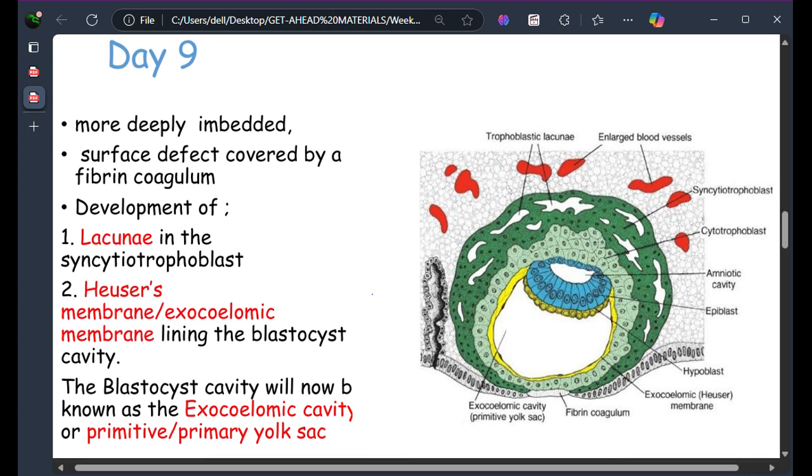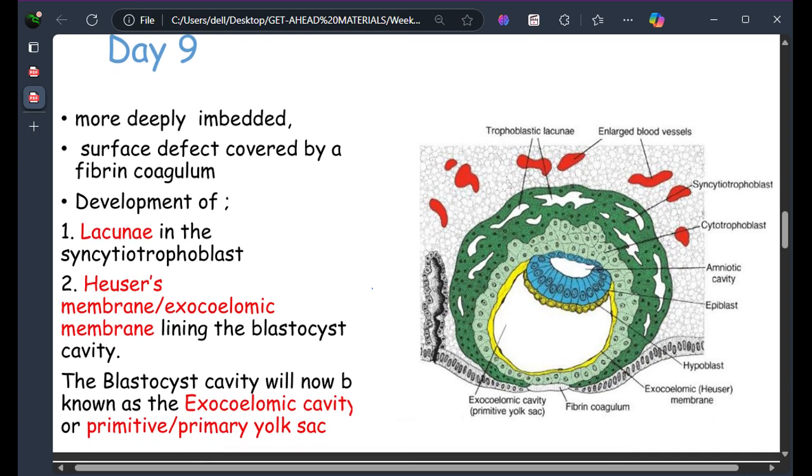Number one, let's go back to what is known as the syncytial trophoblast. The syncytial trophoblast starts to have some spaces appear in it. These spaces will be called lacuna or lacunae, however you might choose to pronounce it, but just don't forget the spelling. These lacunae will develop inside the syncytial trophoblast, the outer cell mass, or the syncytium.